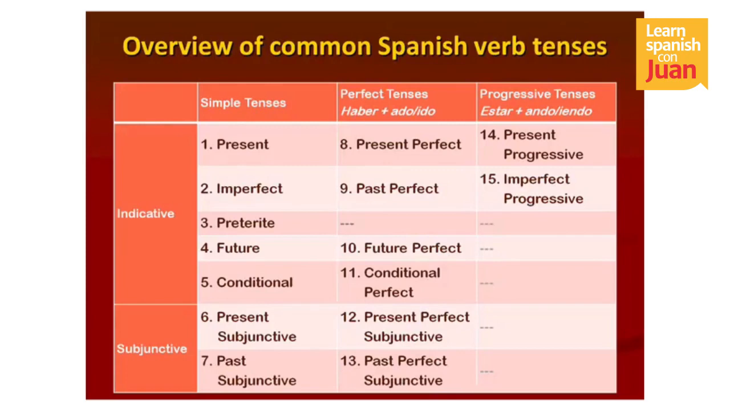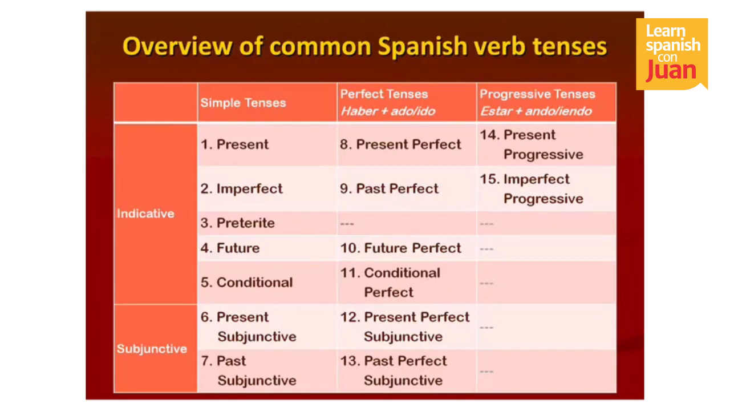And then finally, in that final column to the right, we have the progressive tenses, which use as their auxiliary verb estar, conjugated in different tenses. Here I have the present and the imperfect tenses, or progressives, and that is combined with the present participle, or the progressive form, which ends in ando and yendo.